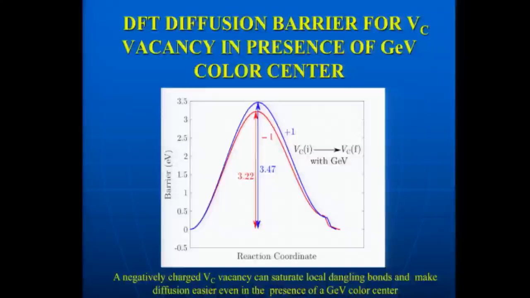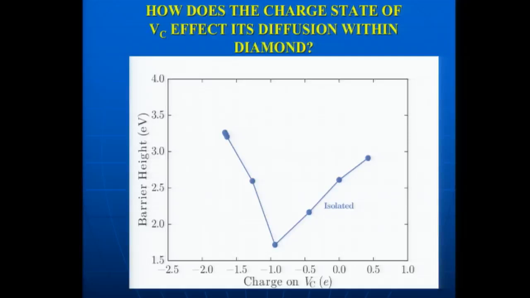The easy way to understand that is that you have that carbon vacancy, surrounded by unsaturated sp3 orbitals. Once you charge this thing up so it's negatively charged, that negative charge can saturate those local dangling bonds. That essentially lowers the barrier height, it frees up those bonds, and the vacancy is allowed to go on its merry way. So we have systematically, for the group 4 color centers, posed the following question and tried to address a reasonable answer and explanation for it.